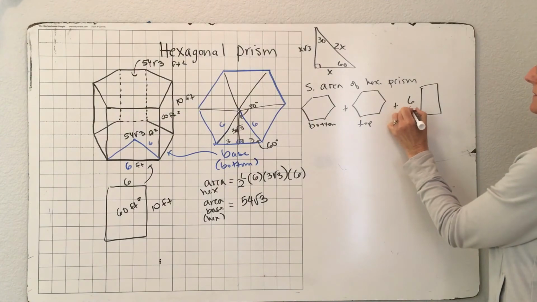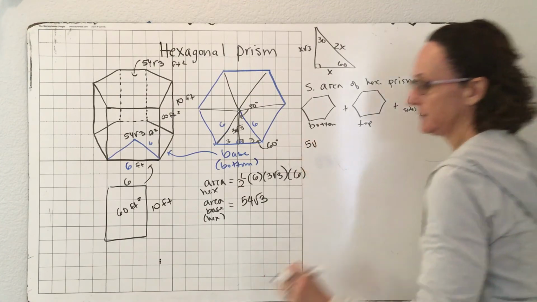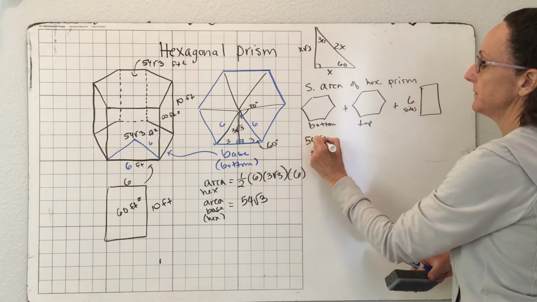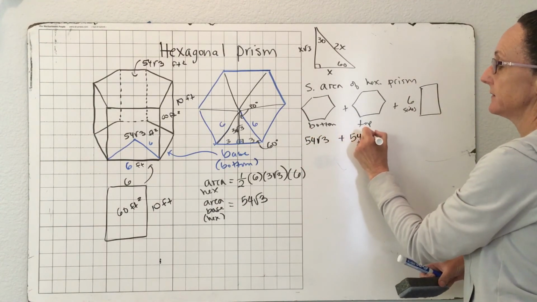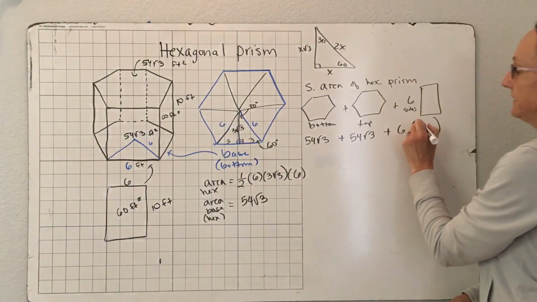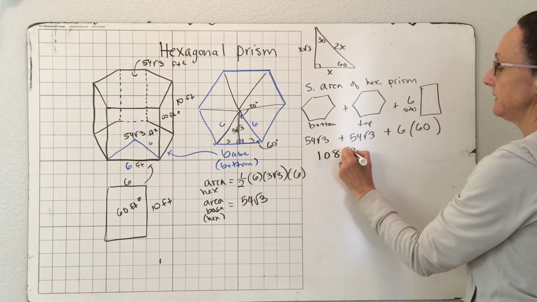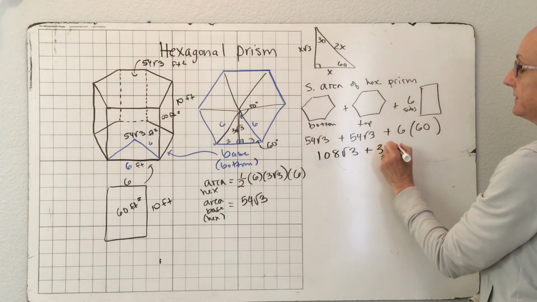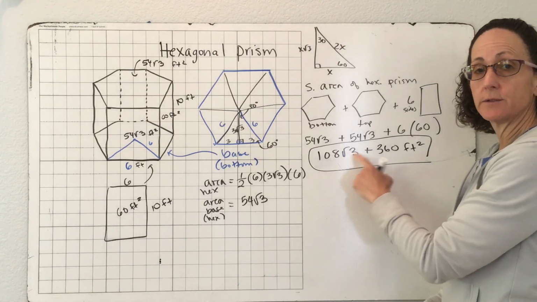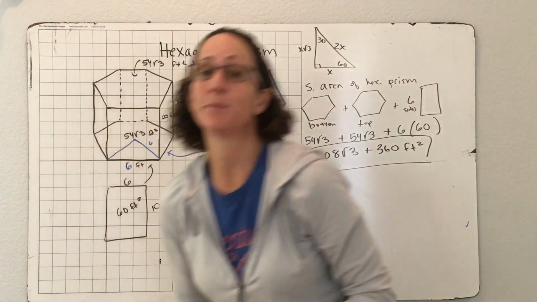So 6 sides. The bottom we already found was 54 root 3. The top is always the same, so 54 root 3. And then there's 6 sides, and each side has an area of 60. So 54 plus 54 is 108 root 3. 6 times 60 is 360 feet squared. You cannot add these two together because one has a root and one does not. So that's how you find the surface area of a hexagonal prism.